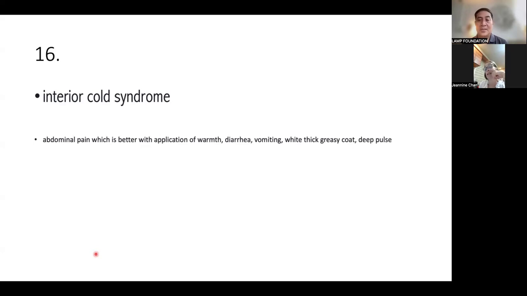Okay. Diarrhea is because the spleen is so sensitive to cold. So if you have diarrhea, you have loose stools. That is a sign of yang deficiency of the spleen. And vomiting is a sign of the stomach qi being rebellious. Yes, so you can have vomiting.